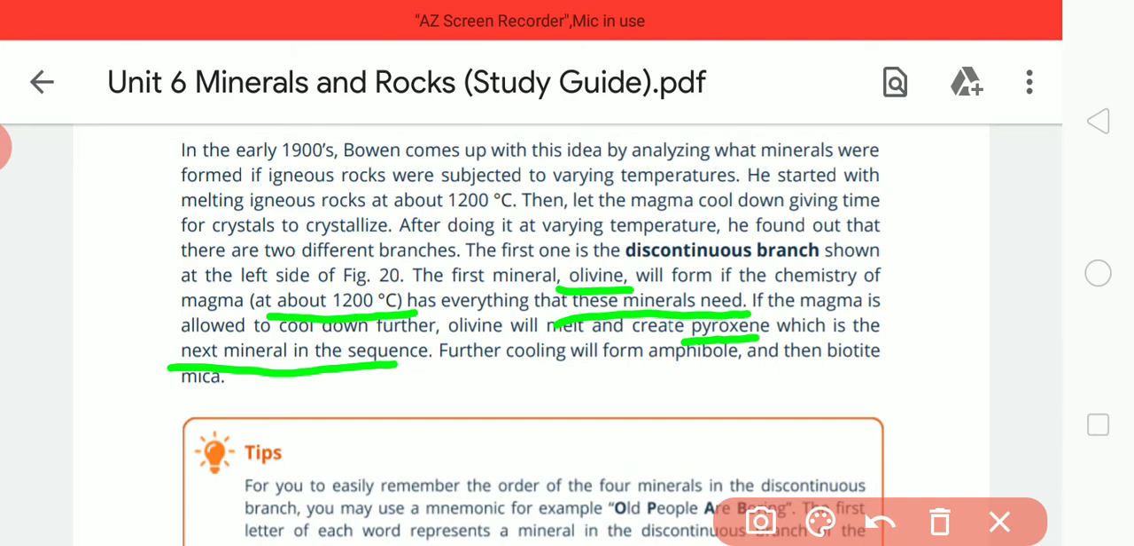And then with further cooling, pyroxene will form amphibole, and then after amphibole, it will undergo further cooling, and then biotite will form, and then biotite mica.